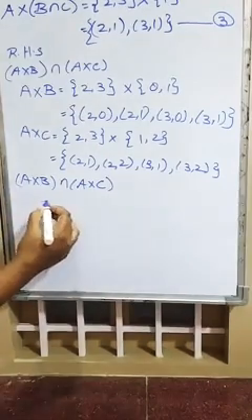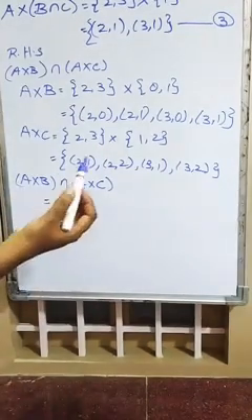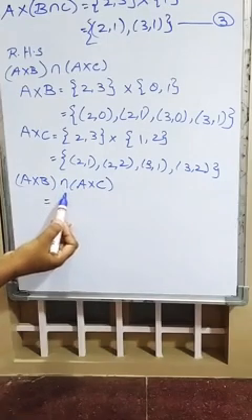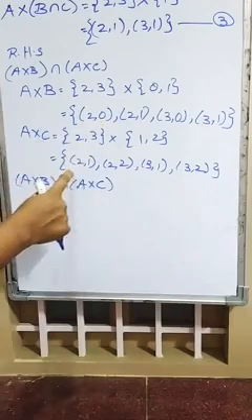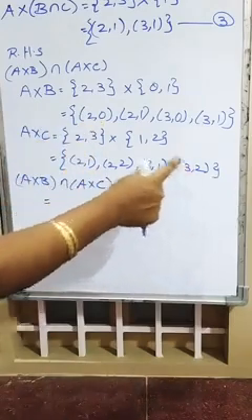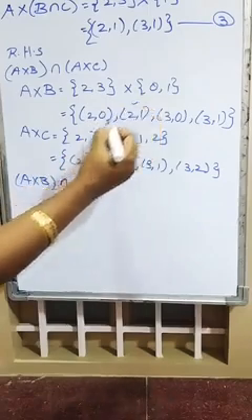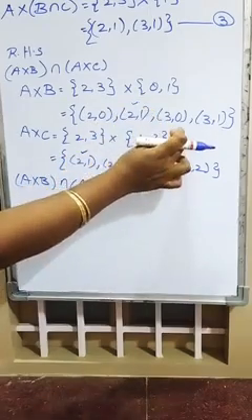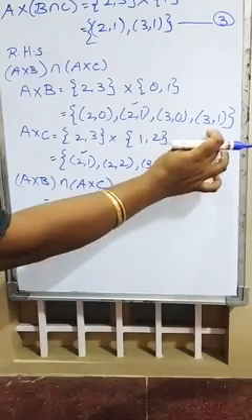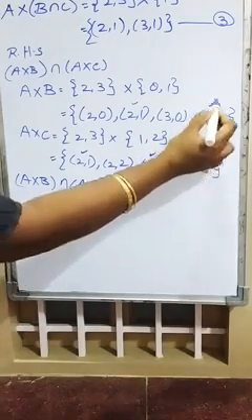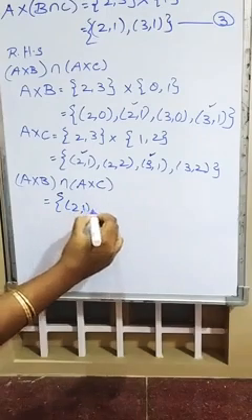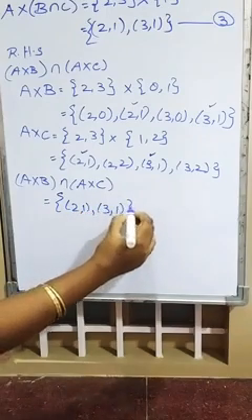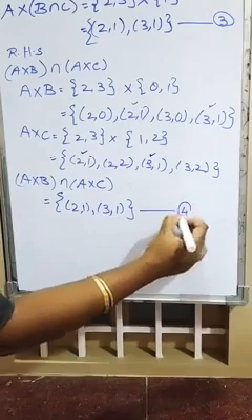Intersection means, as I already explained, you have to write the common elements. (2,0): check here, that is not present. (2,1): yes, present here and here. (3,0): not present. (3,1): yes. Therefore, what are the answers? (2,1) and (3,1). That's all. Take it as equation 4.